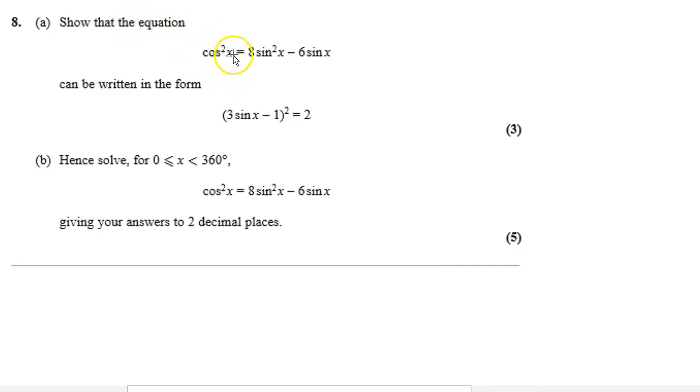Question number 8 is, show that the equation cos^2 x = 8 sin^2 x - 6 sin x can be written in the form 3 sin x minus 1 whole squared is equal to 2. Now here we can see that there is no sin, so let's convert this cos x into sin. So cos^2 x is equal to 1 minus sin^2 x is equal to 8 sin^2 x minus 6 sin x.